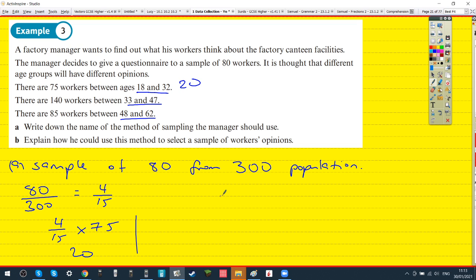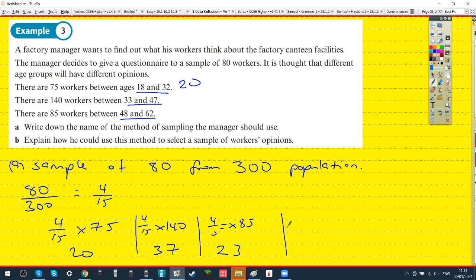What would you do next? 140 would be 37.3 recurring. So let's say 37 people. Okay. And the last one is 80. The other one is 22 point something, so we'll round that to 23. And if we add those up, we would get 80.